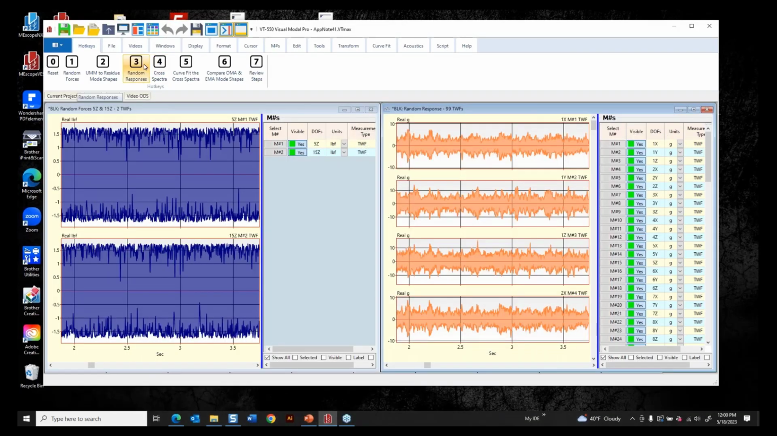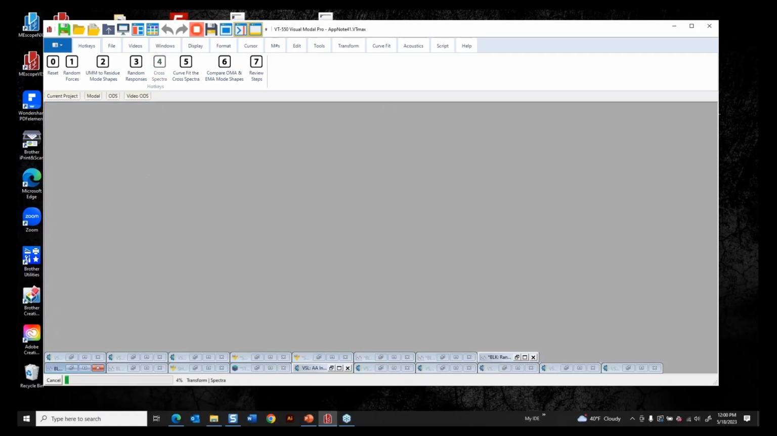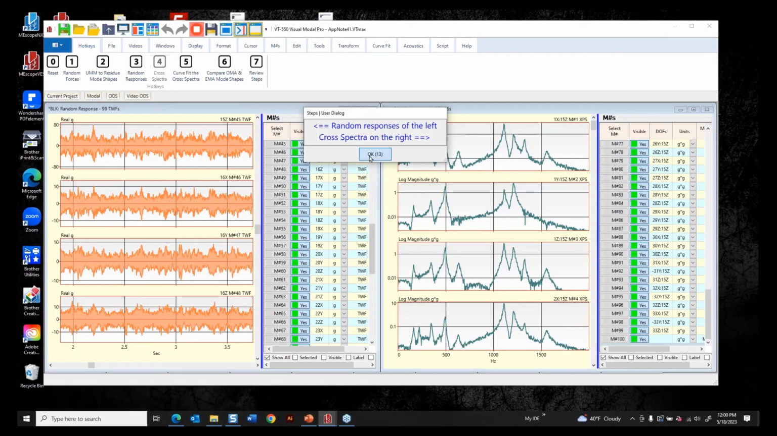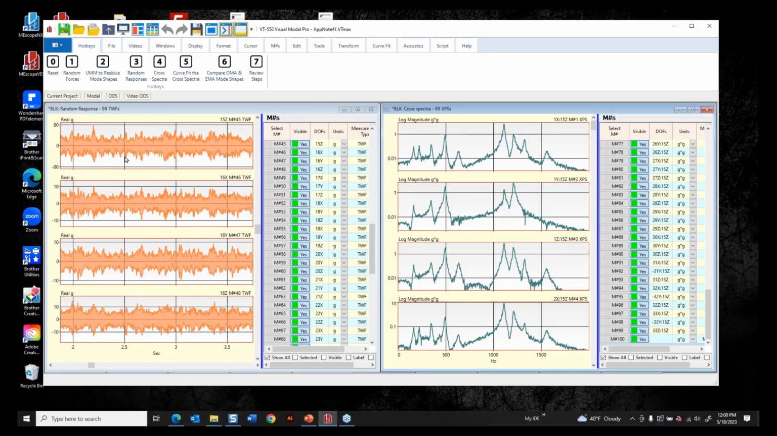And you can see they're kind of noisy. So cross spectra. So here are the noisy random responses. Now, I think what the question was implying is if I do a normal modal test, either with impact or shaker, and I calculate FRFs and curve fit them, am I going to get the same thing if I do an OMA where I can't measure the force?